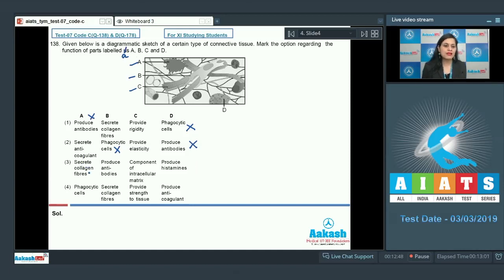The next option is secrete collagen fibers, produce antibodies, component of intracellular matrix, produce histamines, and this is an incorrect option.